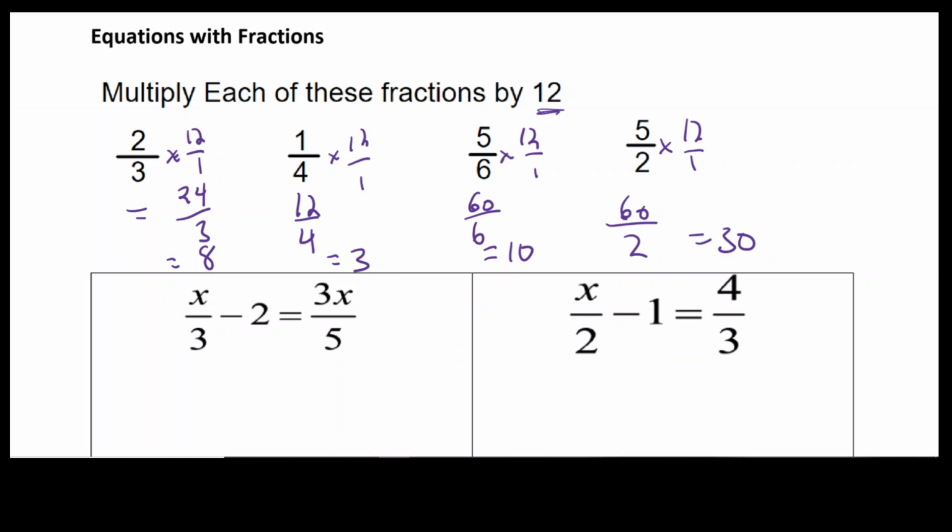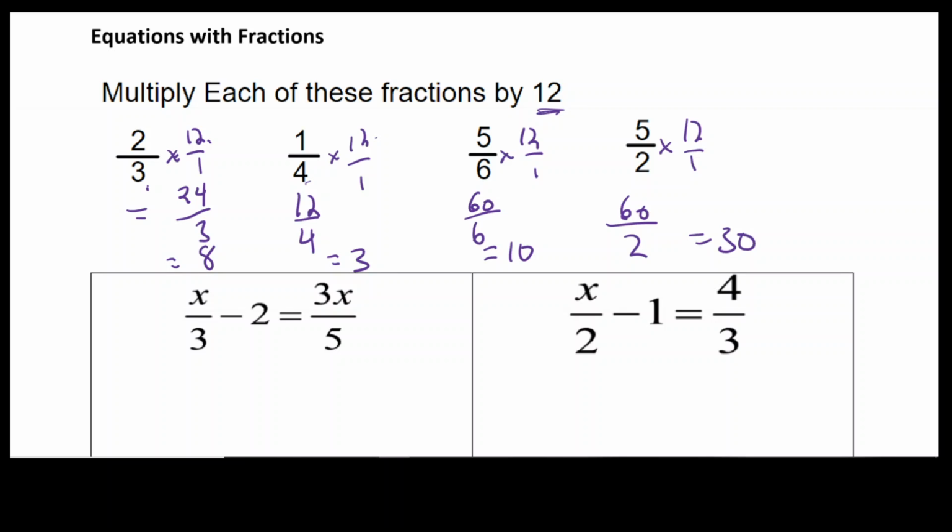The key thing is this will always work if the number you're multiplying them all by is a number that all the denominators go into. So 3 goes into 12, 4 goes into 12, 6 goes into 12, and 2 goes into 12. Really what you're trying to find is a common multiple for all your denominators. Ideally, you find the lowest common multiple, the number that would be the common denominator, but any of them would work.